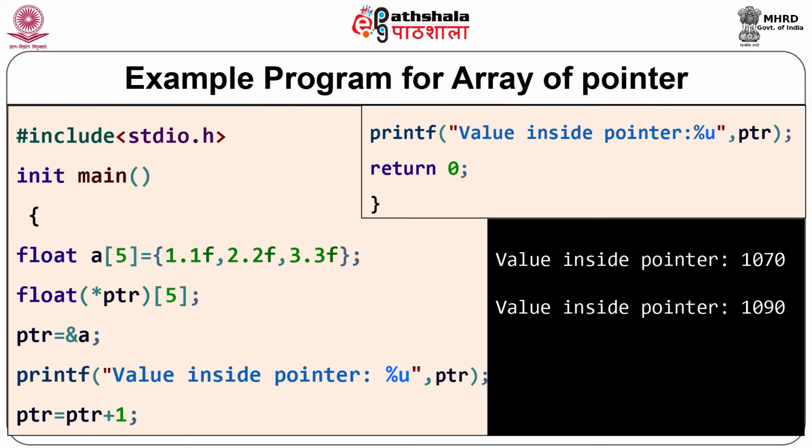If we execute this sample program of array of pointer, then result will be value inside pointer is 1070, that is initial memory address which is considered in this program. After that, you will get result like value inside pointer is 1090, that is the address of next pointer. So first pointer address is 1070 and next address is 1090. This way you can find out memory address of pointer using array.